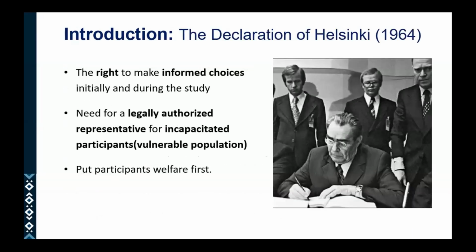The Declaration of Helsinki also outlines these principles: the right to make informed choices initially and during the study. So it's not supposed to be just at the beginning of the study, but throughout the study, since it is a continuous process. The need for a legally authorized representative for incapacitated participants, the vulnerable population. Who are these vulnerable populations? We have people like children, pregnant women, the homeless, prisoners, and so on. Anybody who is vulnerable is supposed to have a legally authorized representative to consent for them.